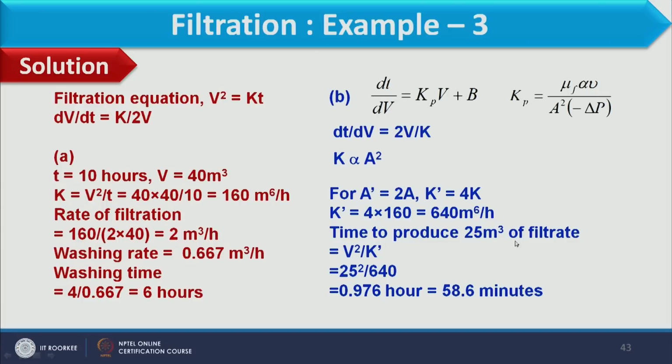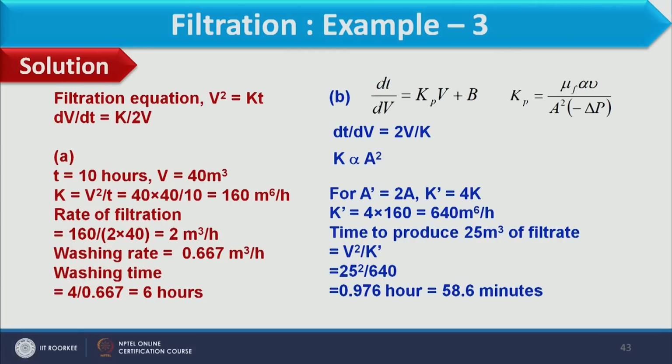So the time to produce 25 meter cube of filtrate should be V square by K dash. If we see the final filtration equation, volume we can put as 25 meter cube. So solving this, we get 0.976 hour, that is 58.6 minutes. Now here, if we would like to see what should be the time required to generate 40 meter cube of filtrate when the area of filter media is doubled, in that case, because K is proportional to area square, when we double the area, K dash should be 4 times. So for generation of 40 meter cube of filtrate, it will require 2.5 hours instead of 10 hours.